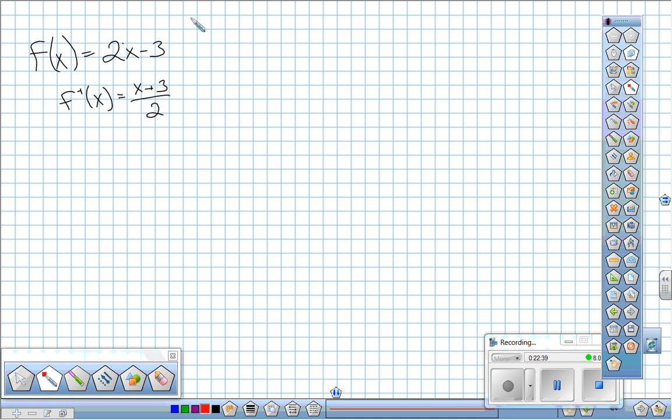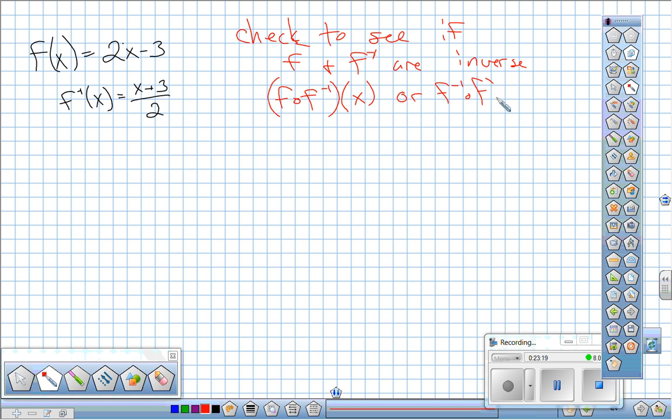I want you to check if these two functions will be inverses of each other. The way we check to see if f and the given f inverse are actually inverses is we compose them with each other. Remember, we had our f of g and g of f. Now we'll do f of f inverse of x, or we can also do f inverse of f of x.